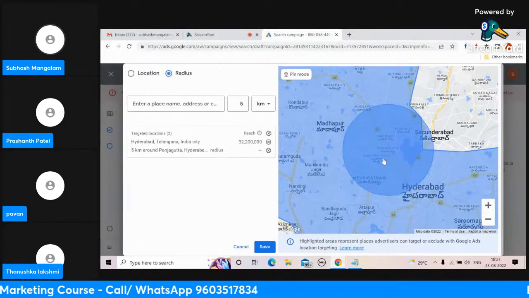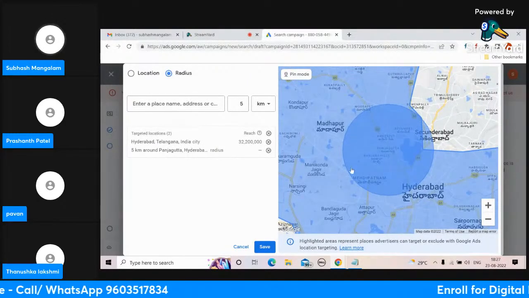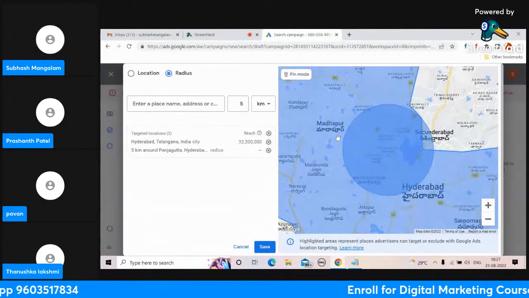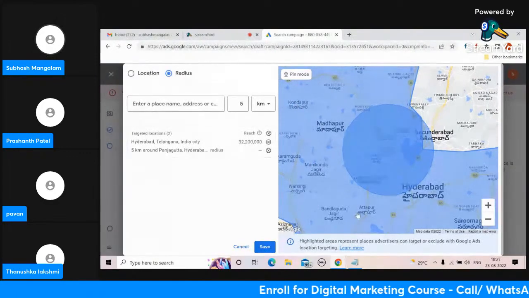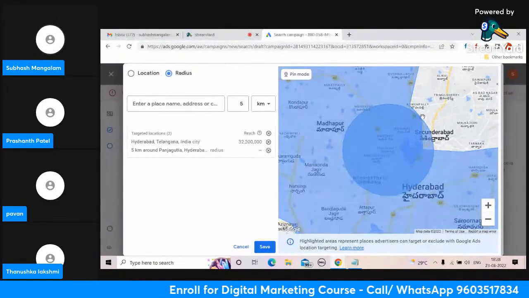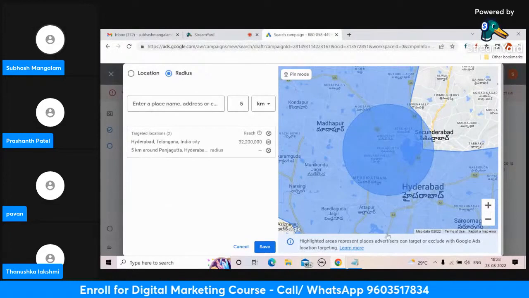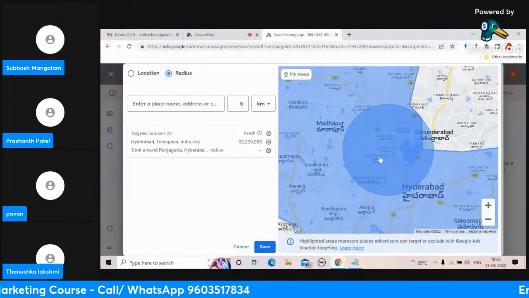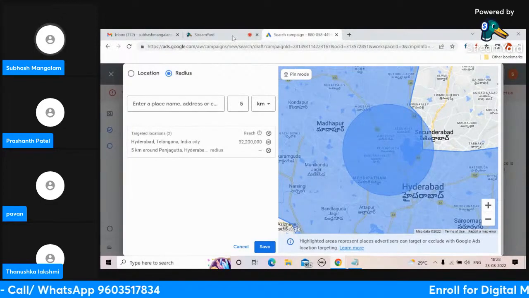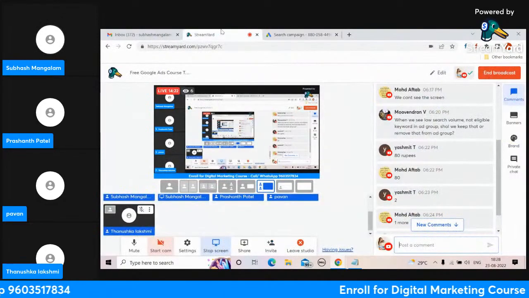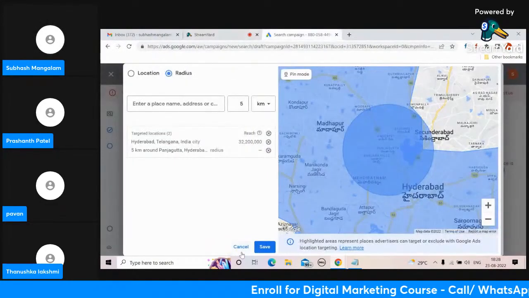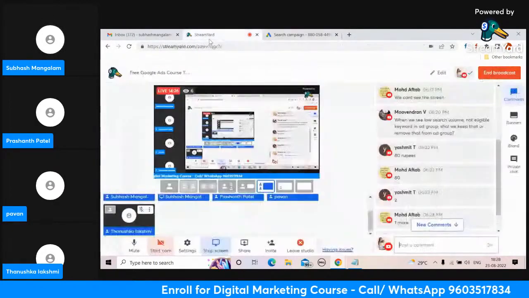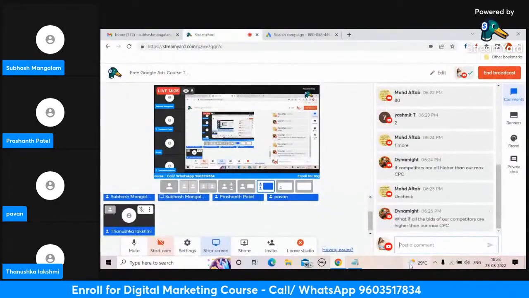Begumpet, Ameerpet, Panjagutta, Banjara Hills, Mehdipatnam. In these places, if people search the keyword, my ad will appear. Madhapur, Kondapur, Manikonda, Attapur, Habsiguda, Malkajgiri, Boinpally. In these places, my ad will not appear. So this is really good for small companies. If it is a small company and you don't want to waste money, you should go for this one. Clear? Yes, sir.